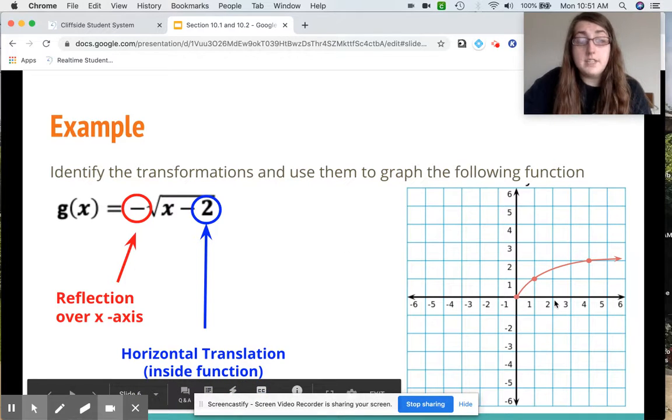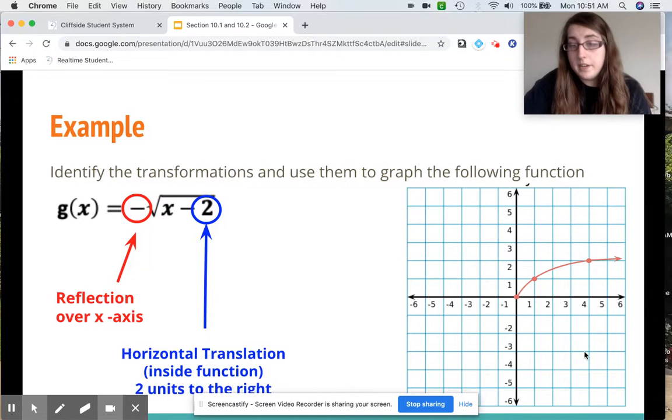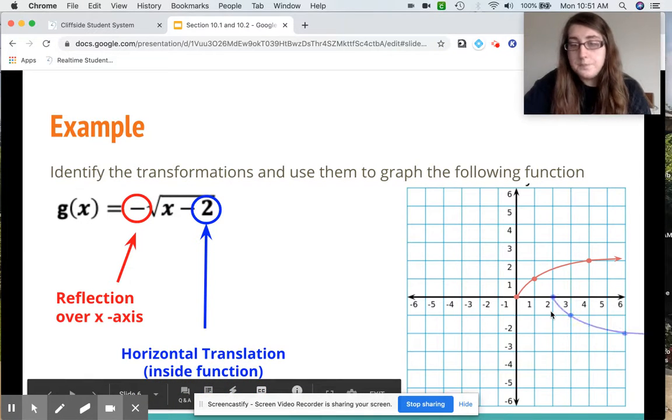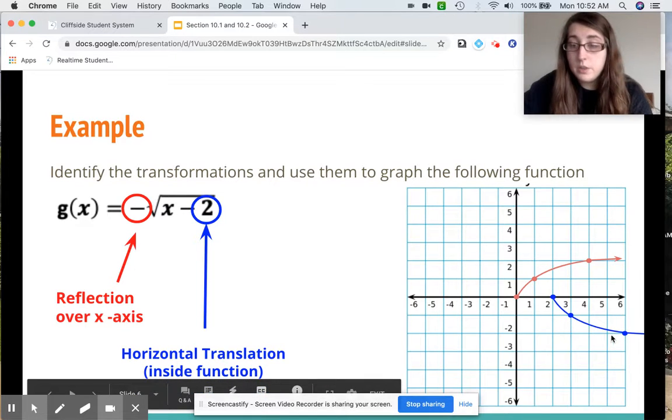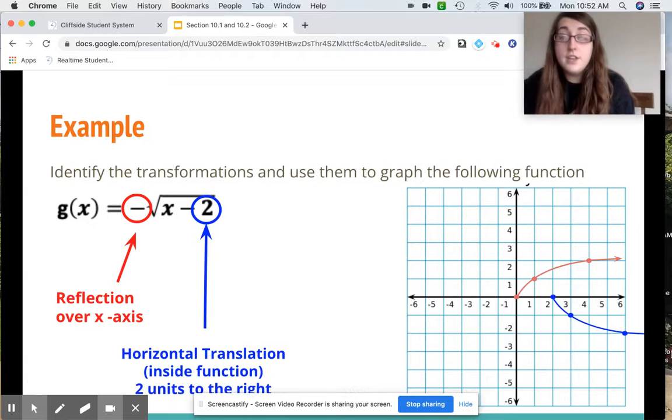So your graph is going to be moving 2 units to the right, and instead of opening upward, it's going to open downward. And again, you take that point, and really you're only focusing on that one point here. So it's going over to the right 2, and then again, instead of going up, we're going to go down. So you're going to go down 1 over 1, down 1 over 3, then your next point would actually be down 1 over 5. So it still has that pattern, just inverted.